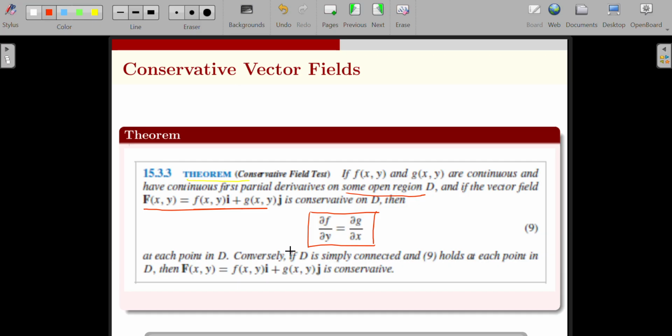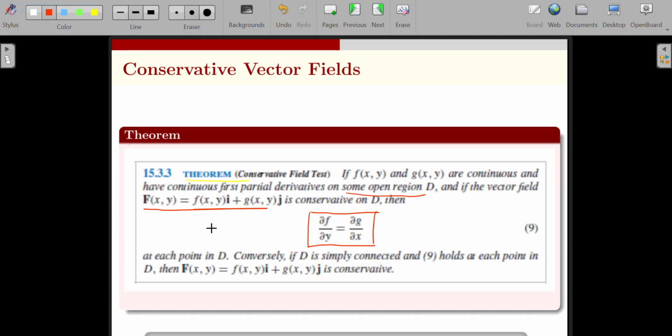Conversely, the converse of this theorem also holds true if the region D is simply connected, which means a region without holes. So, if D is simply connected, and if ∂f/∂y is equal to ∂g/∂x, then the vector field F(x,y) = f(x,y)i + g(x,y)j is a conservative vector field. So there is a conservative field test.